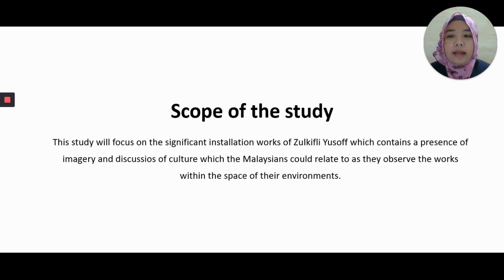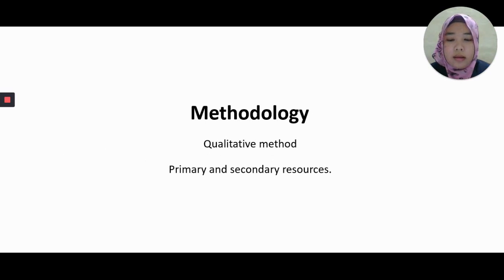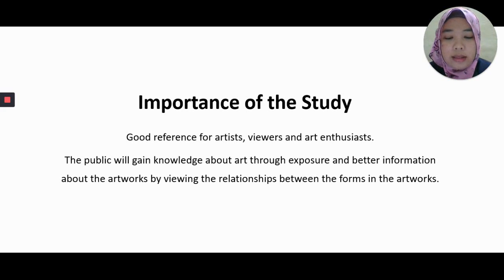The scope of the study will focus on the significant installation works of Zulkifli Yusof, which contain a presence of imagery and discussions of culture, which the Malaysians could relate to as they observe the works within the space of their environments. The method of research used in this thesis will be the qualitative method. By means, the research will involve the process of collecting data about Zulkifli Yusof based on the primary and secondary resources.